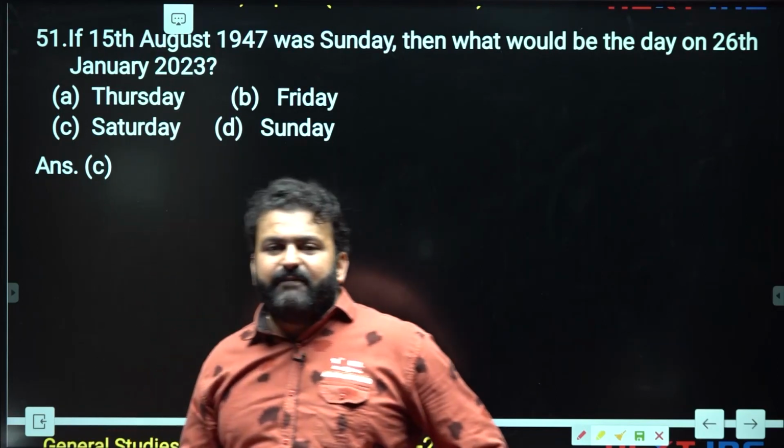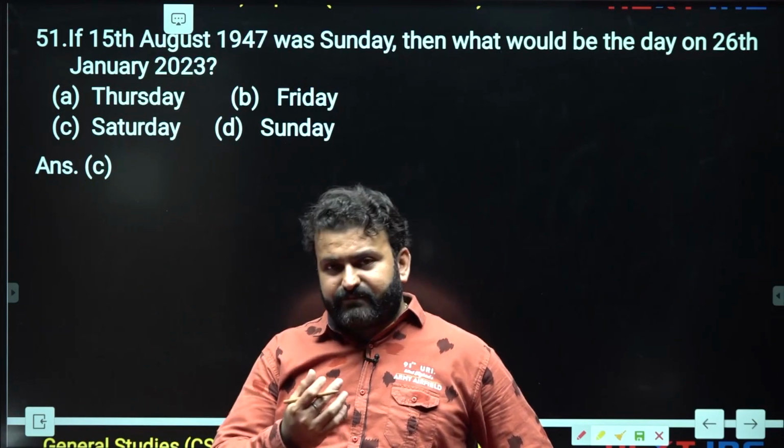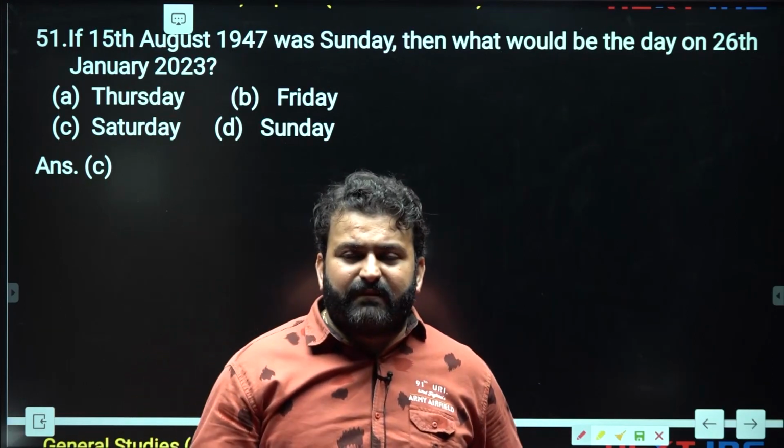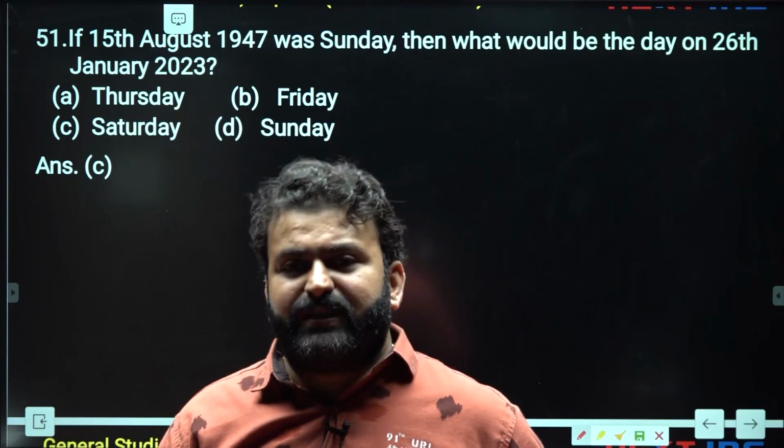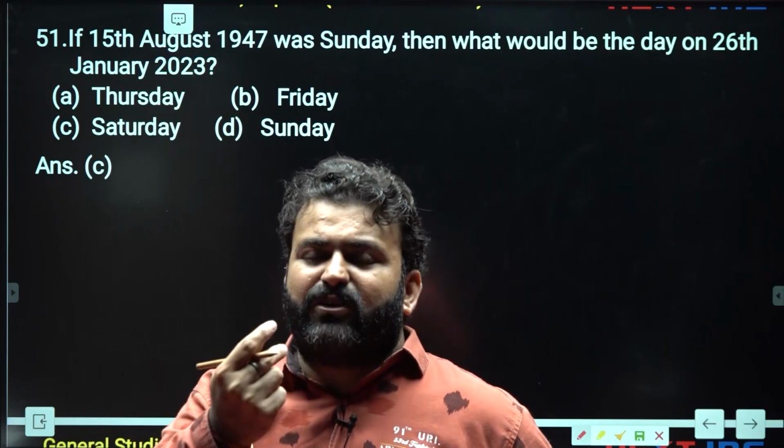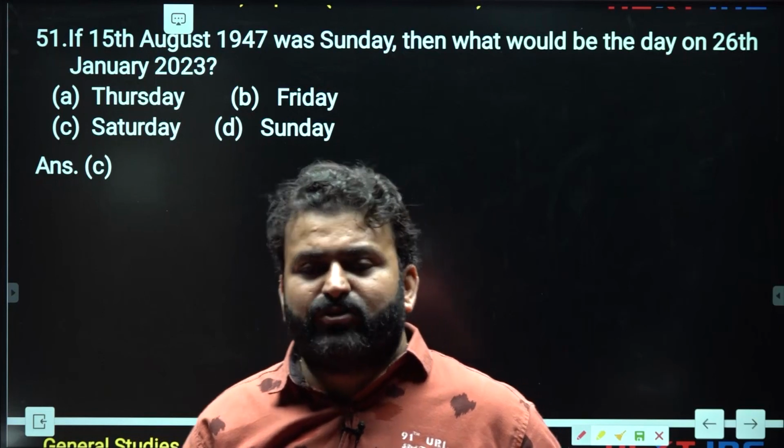And in a leap year, how many odd days are there? In a leap year there are 52 complete weeks plus 2 days, 2 odd days. So in a normal year there is 1 odd day, and in a leap year 2 odd days.